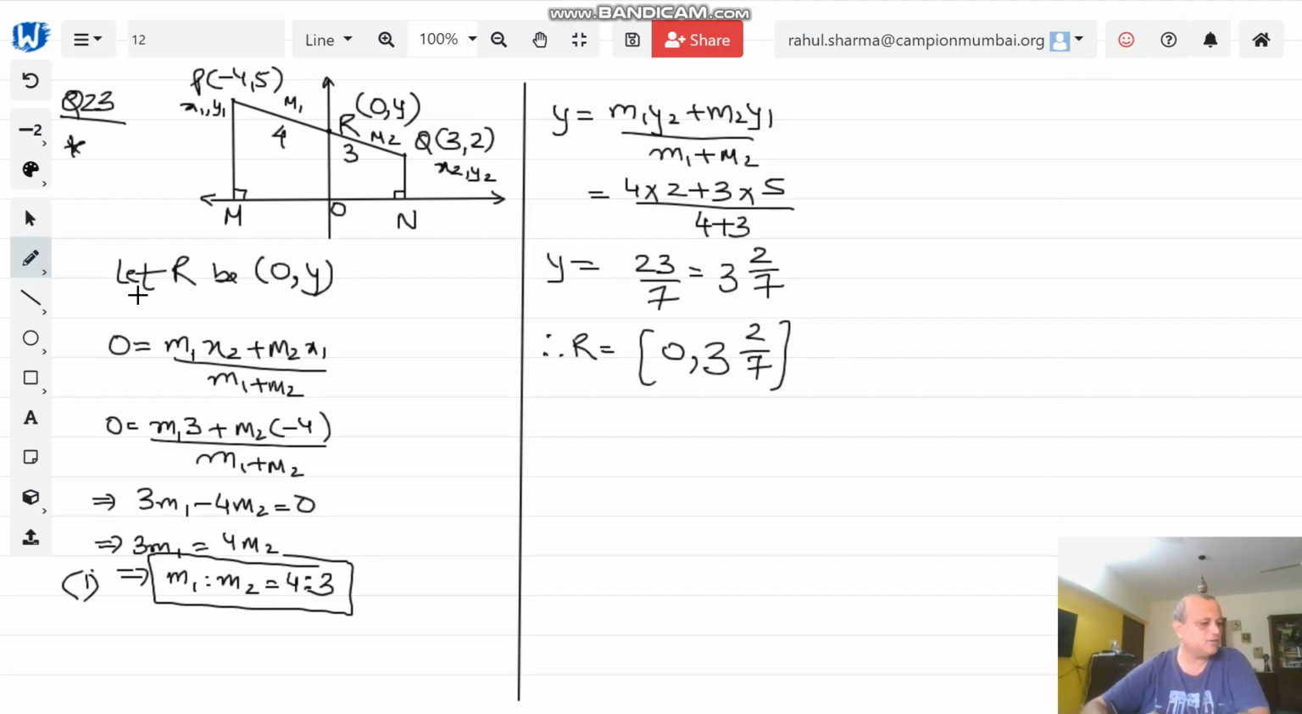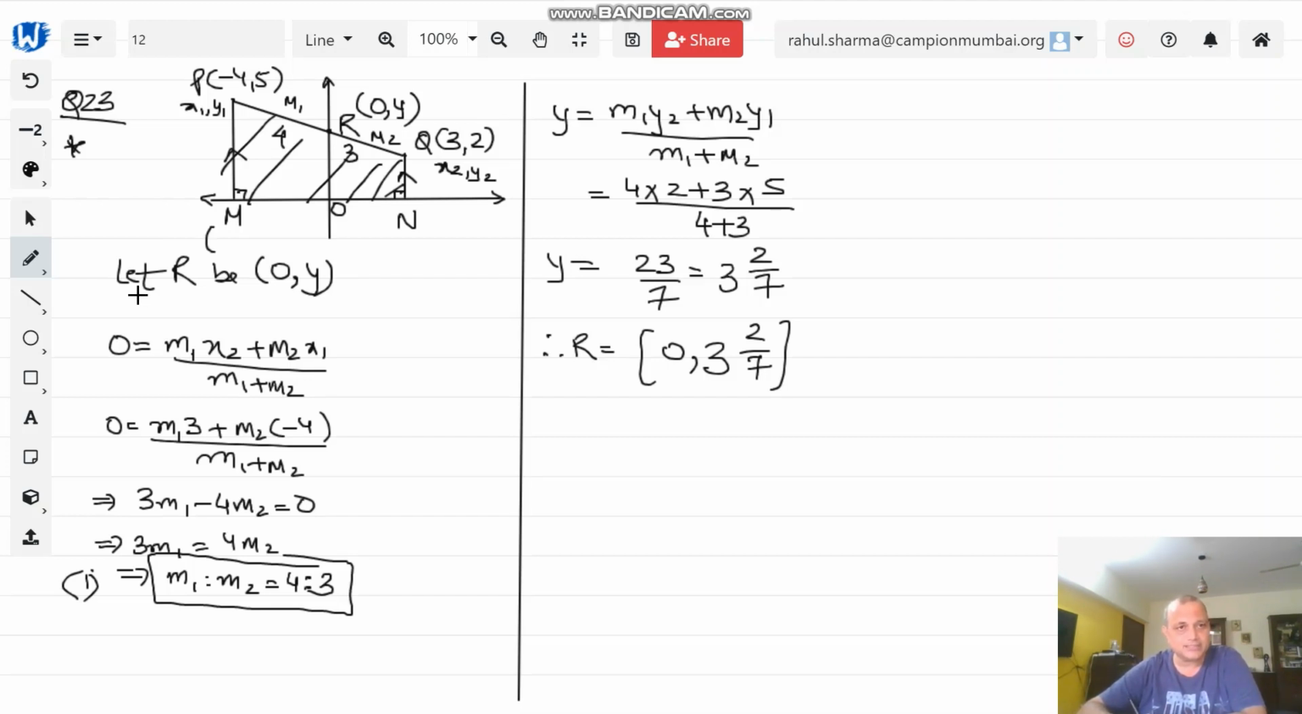Now let's find the area of quadrilateral P, M, N, Q. They want us to find the area of this quadrilateral. What does this look like? Since these two angles are 90 degrees, this line and this line are parallel to each other. So this is a trapezium. To find this, we will need to know their dimensions. Or what would point M be?